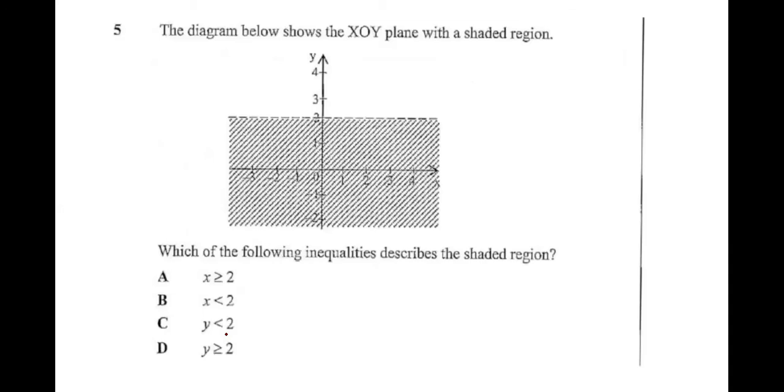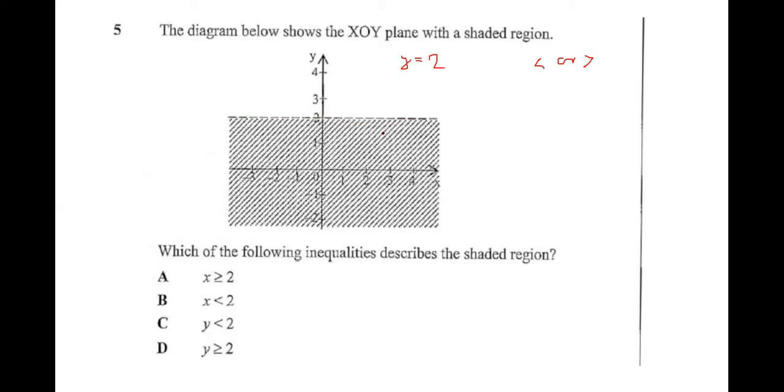Okay, so question 5 reads, the diagram below shows the x-y plane with a shaded region. Which of the following inequalities describe the shaded region? So look at where they've started the line, and this line is dotted here. If the line is dotted, it can only have a less than or a greater than. Since this line is dotted and it is passing right on 2, this is the line y is equal to 2.